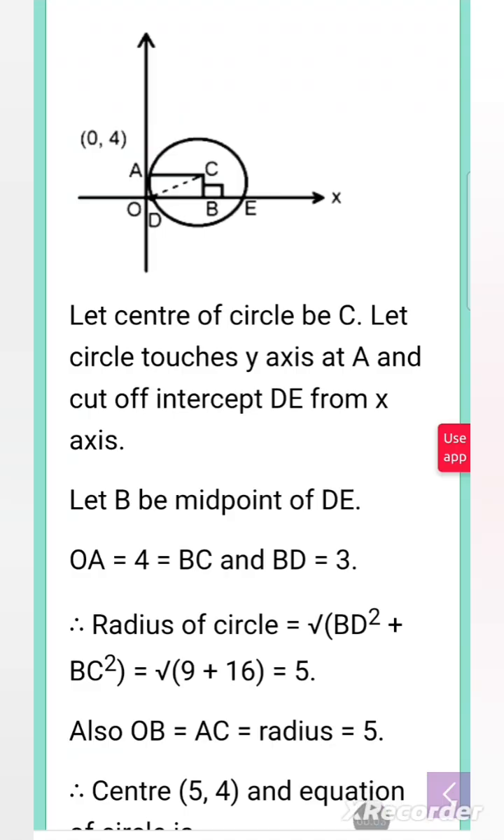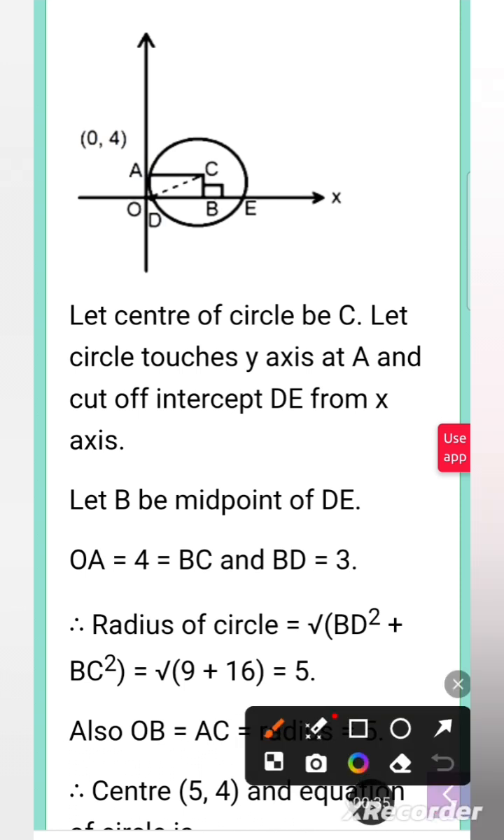Sum number 12 says, find the equation of the circle which touches the y-axis at a distance of 4 units from the origin, as you can see in the figure, and cuts off an intercept of 6 units along the positive direction of the x-axis. Now, as we have said before, to determine the equation of the circle, we need to know the center and we need to know the radius. It is being said that it touches the y-axis at a distance of 4 units from the origin.